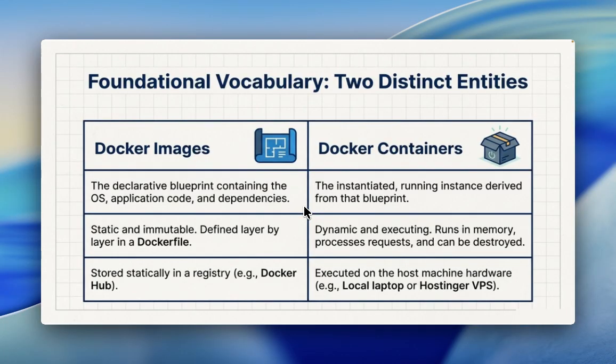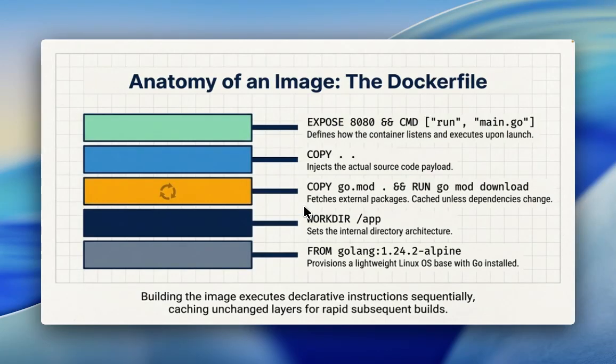Docker images, Docker containers. What are Docker images? The declarative blueprint containing the OS, application code, and dependencies, static and immutable, defined layer by layer in a Dockerfile and stored statically in a registry. A Docker container is the running instance derived from that blueprint, dynamic and executing, running in memory, processing requests, and it can be destroyed. It is executed on the host machine hardware, for example a local laptop or VPS.